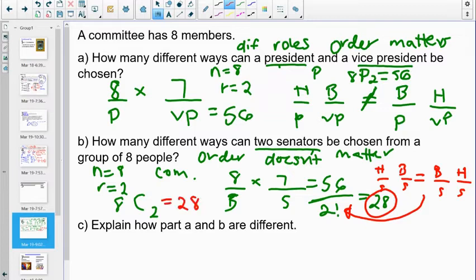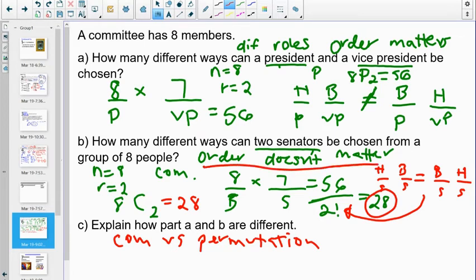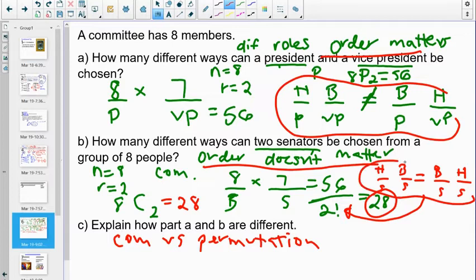So how are they different? Well, part B was a combination, and part A was our permutation. In combinations, remember, order does not matter. But in permutations, remember, order does matter. And again, these 2 little examples here might help you with that understanding of why the order makes it different.